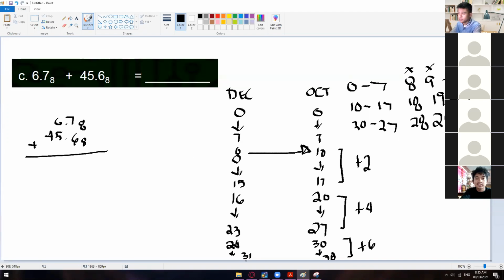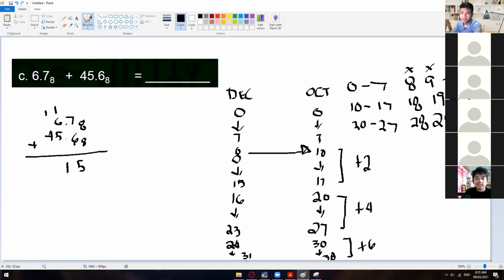And if we take a look at this one, it is between 8 to 15. Then 8 to 15 is directly converted to 10 to 17, wherein it's only plus 2. So 6 plus 7 is 13, plus 2 on octal will become 15, of course. So carry 1, bring down 5. 5 plus 6 plus 1 is 12. So it's still between 8 to 15, so it's still plus 2. So this 12 right here will become 14.